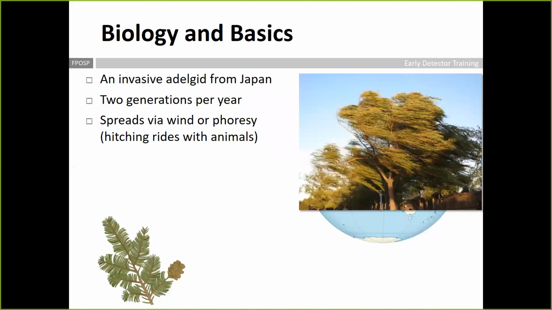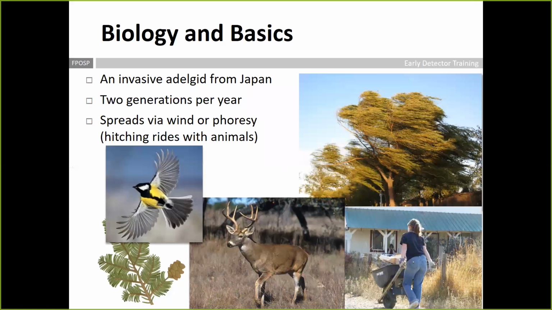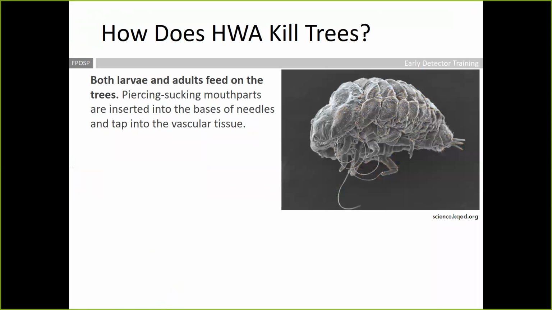So it can be wind dispersed, or birds, or sometimes even deer that are running through a forest can get some of the crawlers on their fur, or say a person doing the same sort of thing. They can actually move these things around. So hemlock woolly adelgid kills these trees.